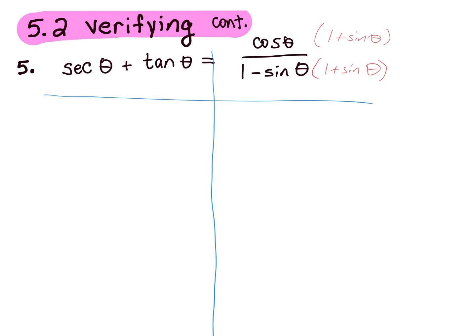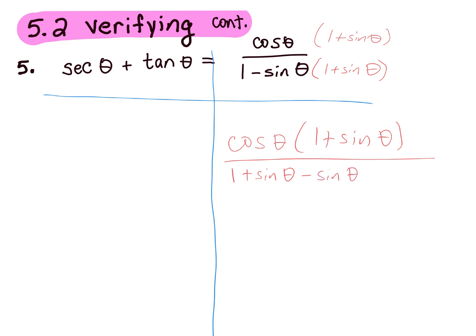Leave the numerator alone. Don't worry about multiplying it together right now. You don't need to. You could just leave it. Now, if we FOIL the bottom, what's 1 times 1? 1. What's 1 times sine? So plus sine. What's negative sine times 1? Minus sine. And then what's negative sine and positive sine? Minus sine squared, right? All right, so what do you notice happens in the denominator? The sines cancel. You're left with 1 minus sine squared. What is 1 minus sine squared the same as?